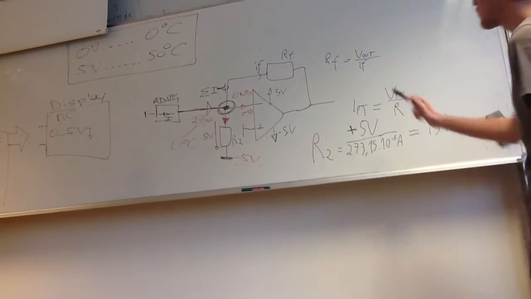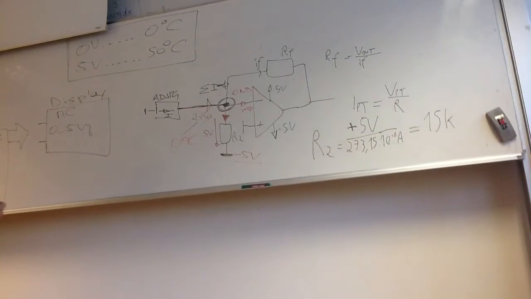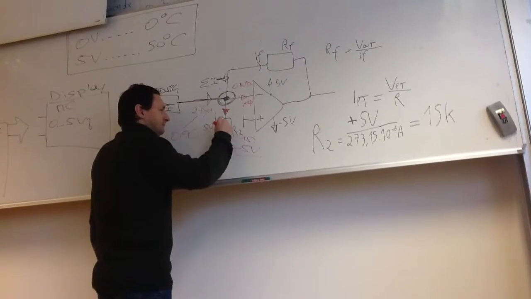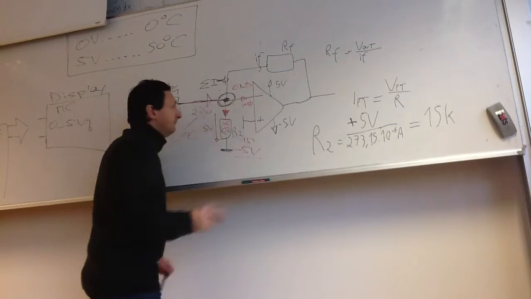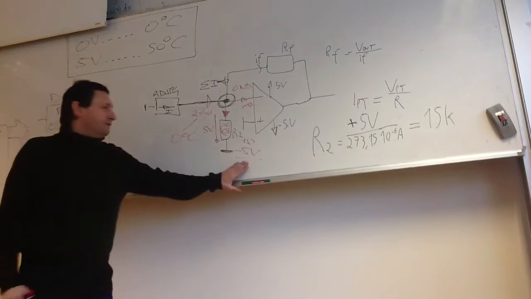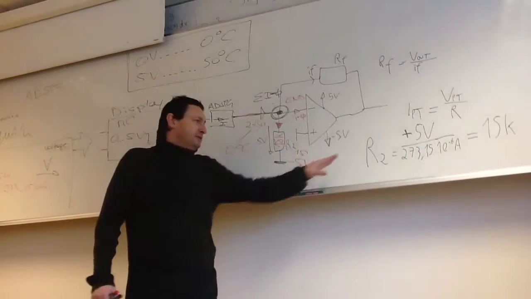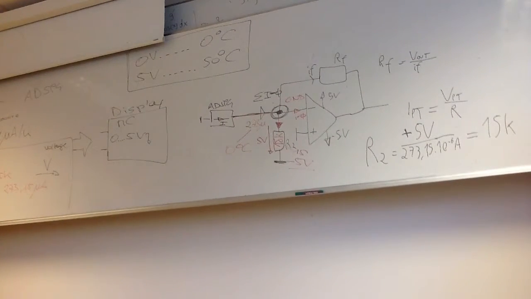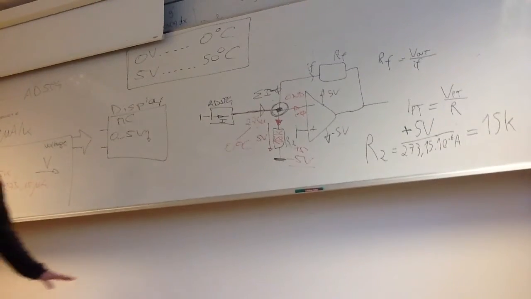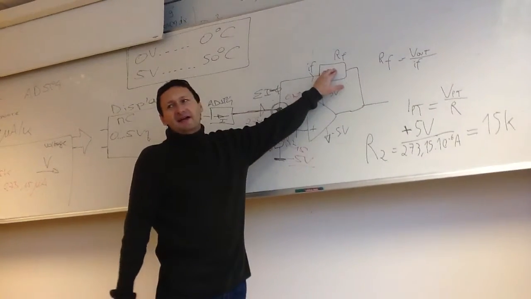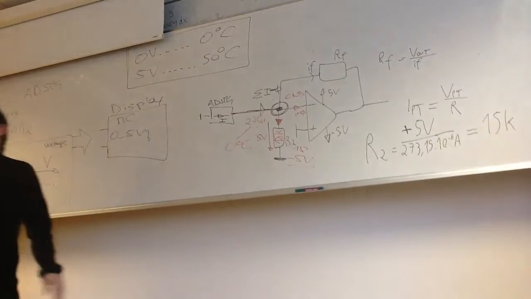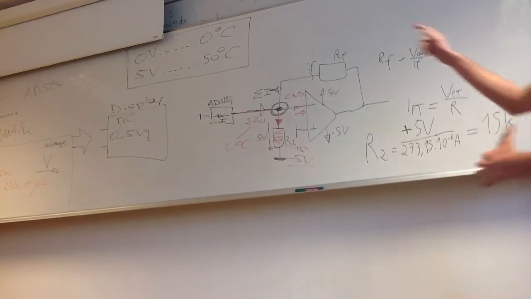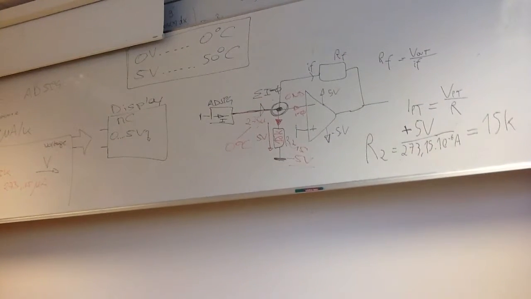Okay, and you have to calculate RF. So this is 15K at minus 5 volts. If you take minus 10 volts, maybe the calculation gets easier. So there's only one resistor missing, RF. So what is the idea for RF? At 50 degrees Celsius.